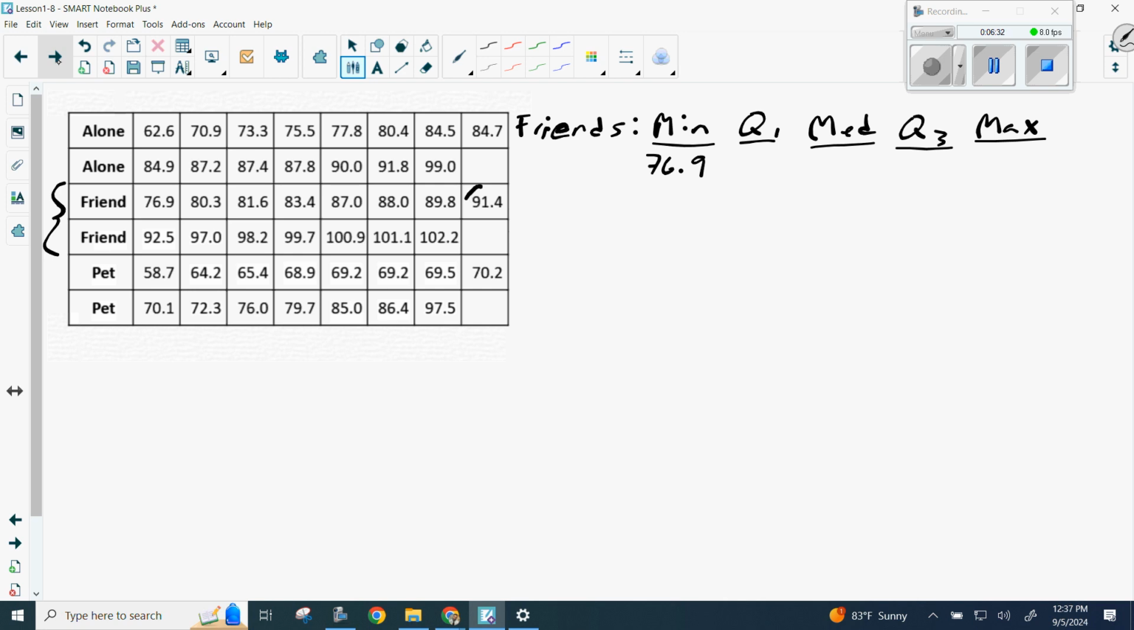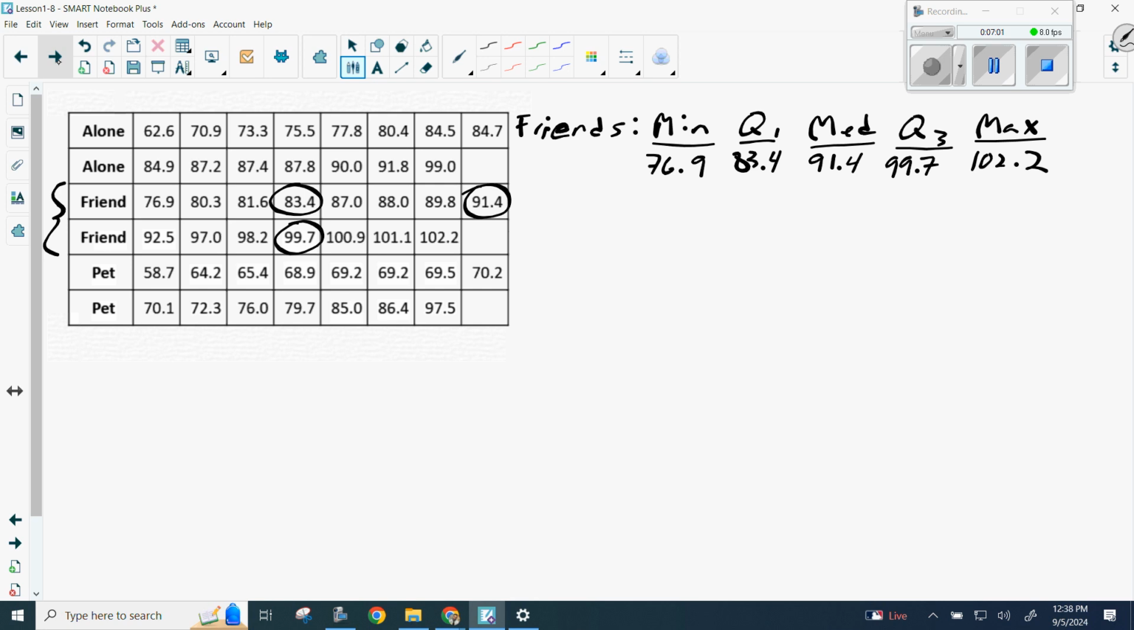It's going to follow the exact same pattern, right? Our median is 91.4, and the middle on the lower end is 83.4. That's quartile 1. And the middle of the values above 91.4 is 99.7. And our maximum there is 102.2.